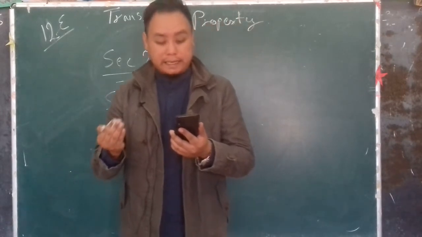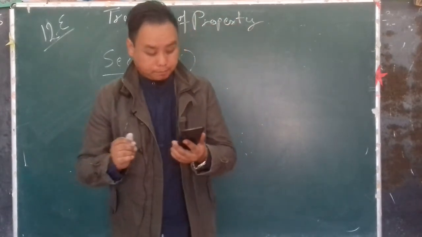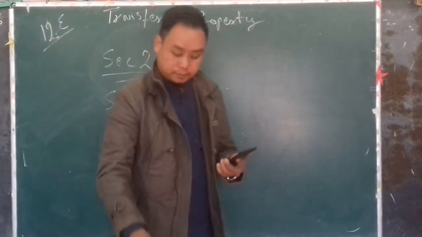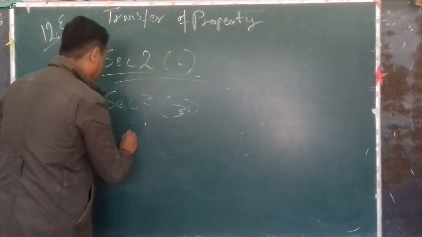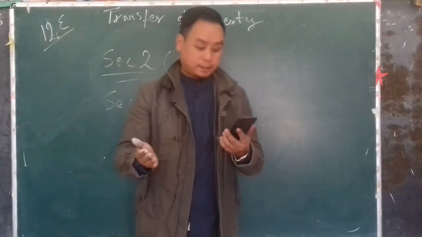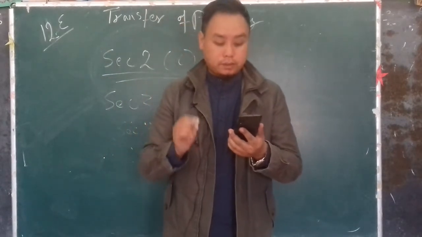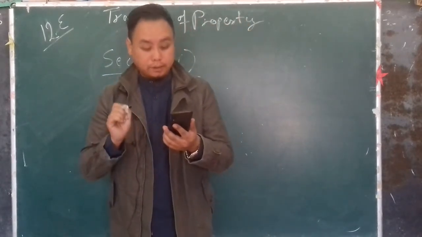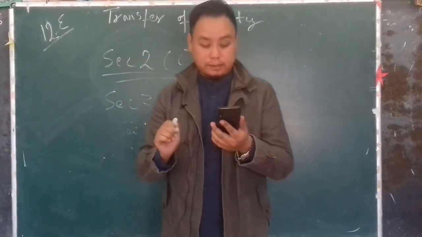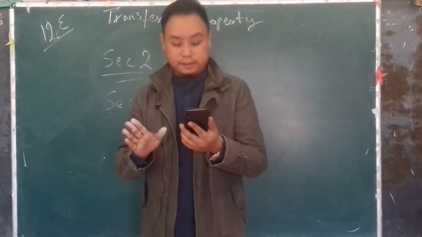Even in the TP Act, the term is defined in exclusive terminology. That is, according to section 3 of the TP Act, or Transfer of Property Act, what does it say? Immovable property does not include standing timber, growing crops or grass. Thus the term is defined in the Act by excluding certain things.